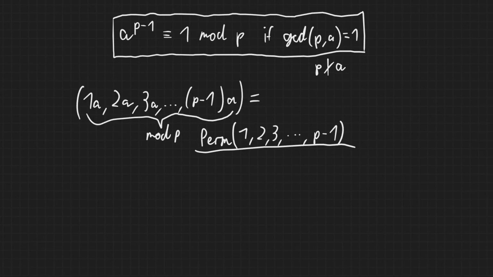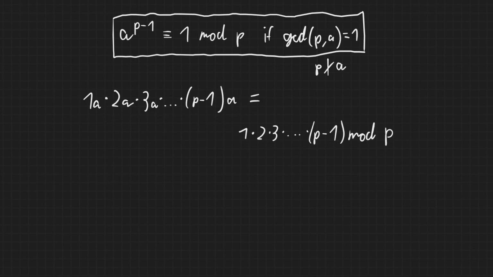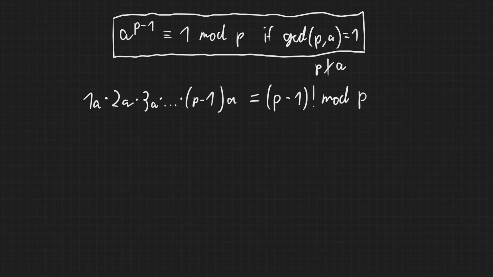So now that we know that these multiples of a give a permutation of all the numbers from 1 up to p minus 1, we will do the following. We multiply them all together, and as we know that every number is covered exactly once, for example, this might be p minus 2, and this might be 3, and this might be 5, and so on, we know that the result of this product, modulo p, is simply the product of all these numbers, 1 up to p minus 1. We can also write it as p minus 1 factorial. This is just a shorthand notation for the same product.